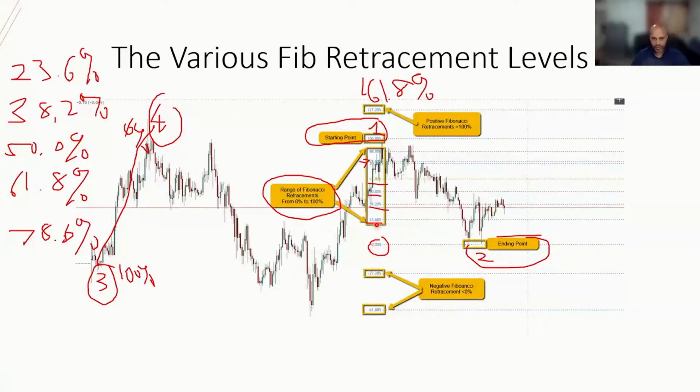As you can see in this example, 23.6% didn't offer much resistance. You could see price just stalling briefly here before going higher. Then after that, at 38.2%, we can clearly see price breaking above as well. Where price failed to break above is at the 50% retracement. So this is a major resistance for price in this current example.